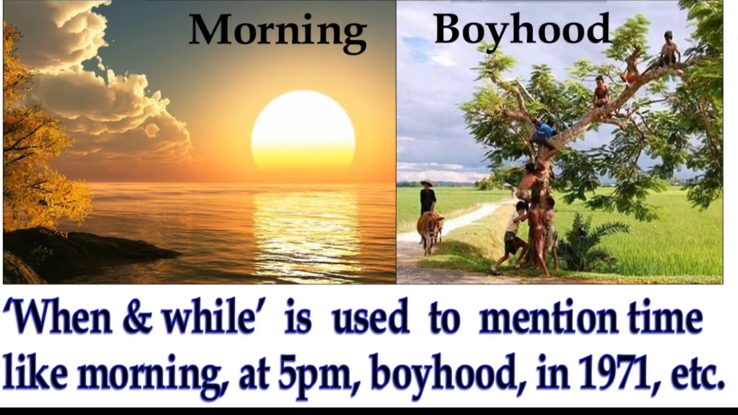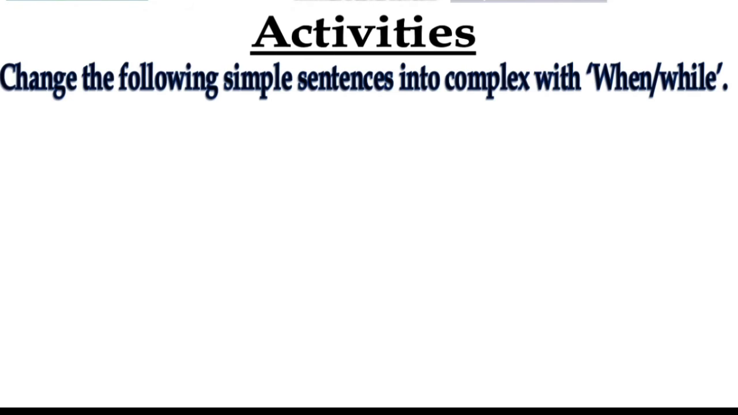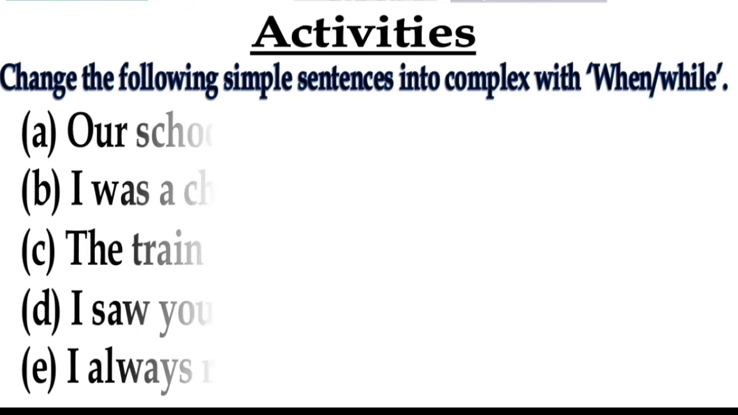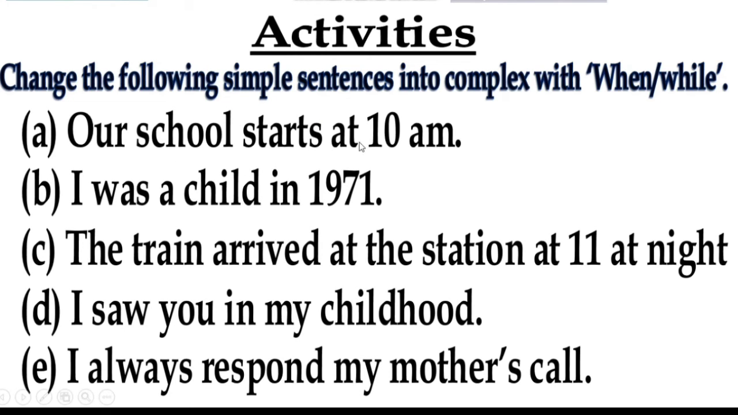When and while are used to mention time like morning, at 5 p.m., boyhood, in 1971, etc. Change the following simple sentences into complex with when and while. Our school started at 10 a.m. I was a child in 1971. The train arrived at the station at 11 at night. I saw you in my childhood. I always respond to my mother's call.